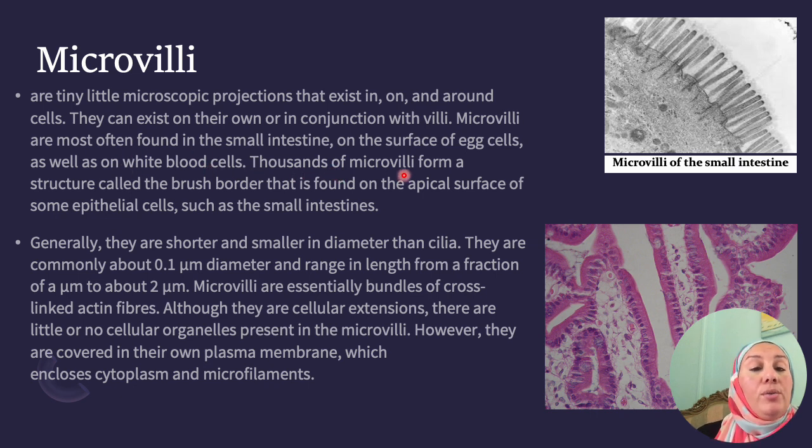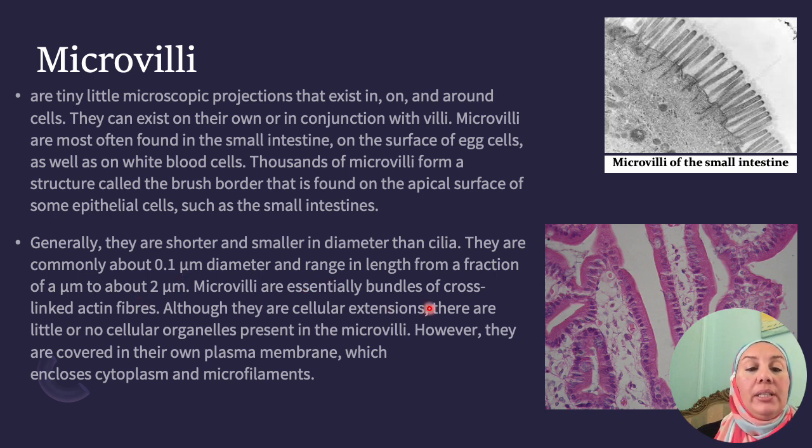Thousands of microvilli form the structure called the brush border that is found on some epithelial cells, such as in the small intestine. Generally, they are shorter and smaller in diameter than cilia, so in comparison to cilia, they're much smaller and shorter. Well, you don't have to learn all of that. Just remember that cilia are bigger than microvilli and flagella are bigger than both of them. All right? But let's continue.